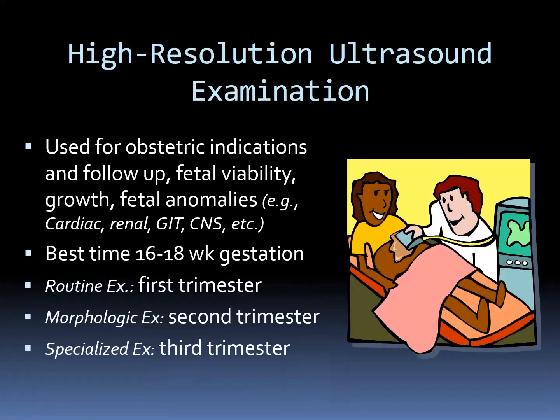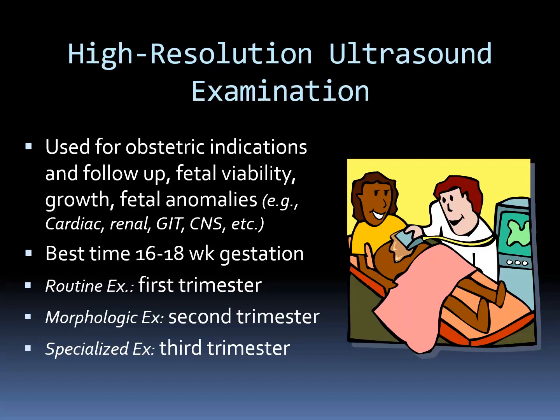Then the high resolution ultrasound examination, and this is used for obstetric indication and follow-up for the fetal viability, growth, fetal anomalies. And now with the high resolution one, it became a very useful method to diagnose some of the major defects that sometimes, with advanced types of surgery, we can have an antenatal surgery for, like certain congenital heart disease or certain major defects in the urinary system or others.